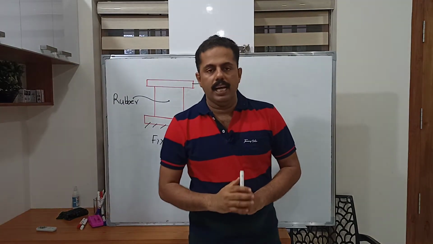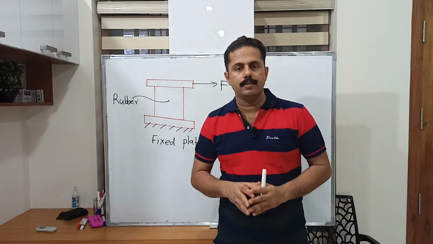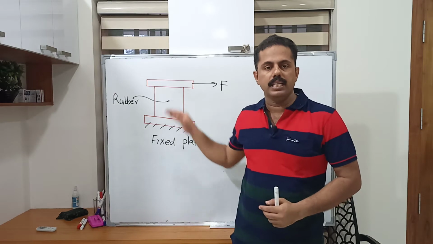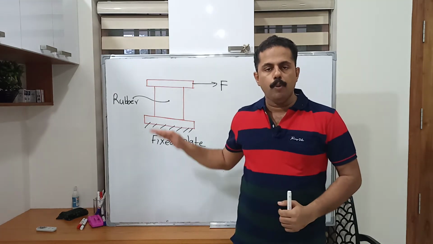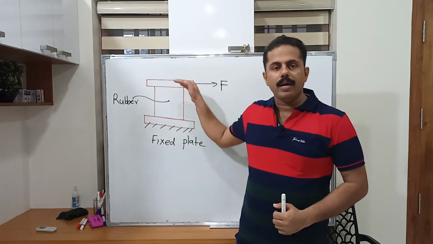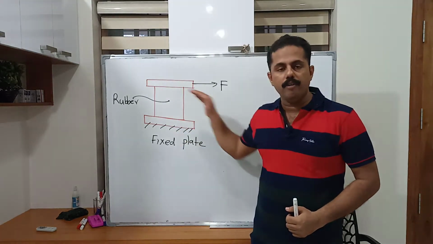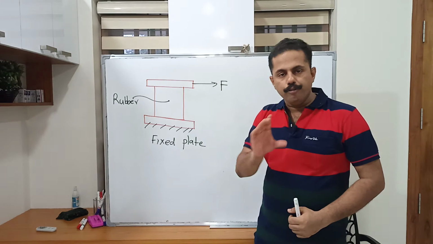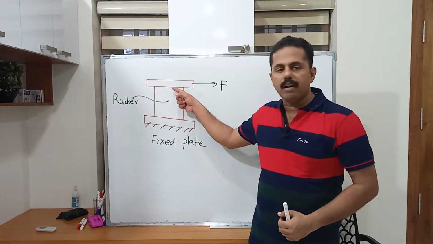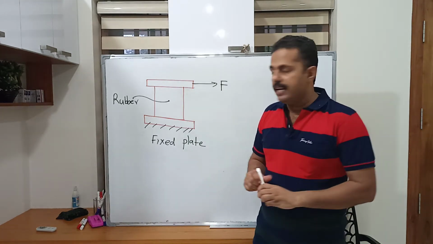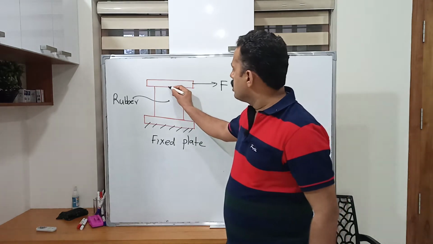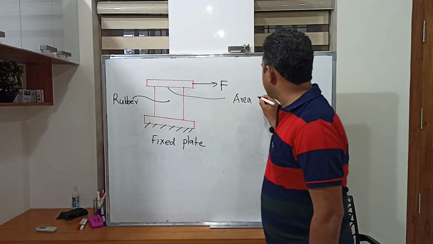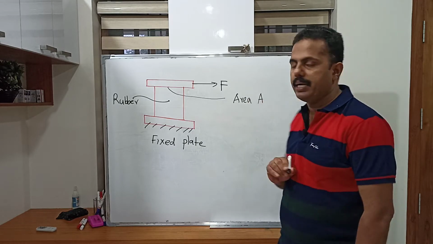Here I have considered two plates, and in between these two plates we have a rubber block. This is a solid material, and the bottom plate is fixed, and the upper plate is not fixed, and a force F is acting on this. This surface is in perfect contact with the plates, and we have a contact area. Let us say this contact area is capital A.